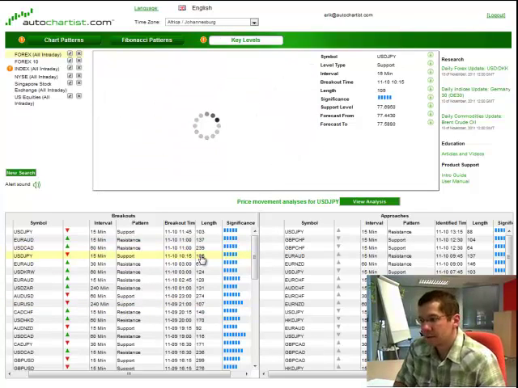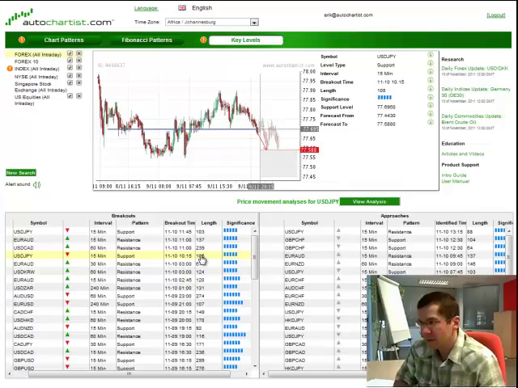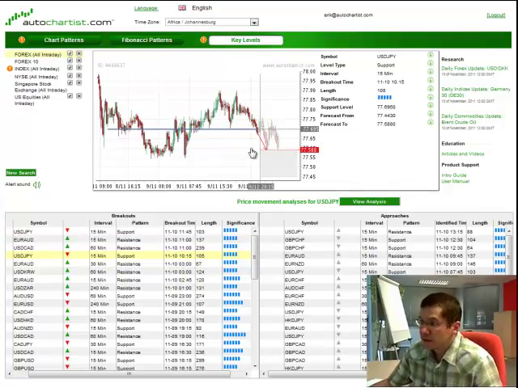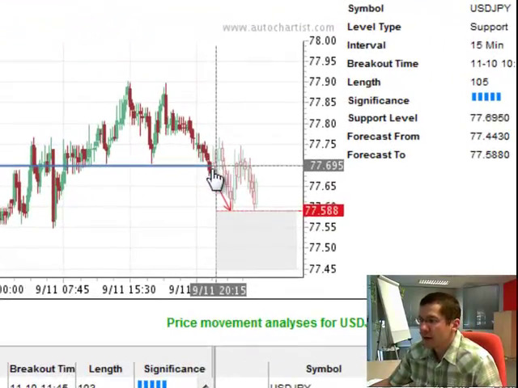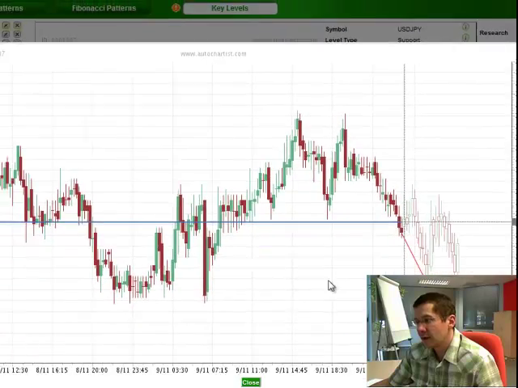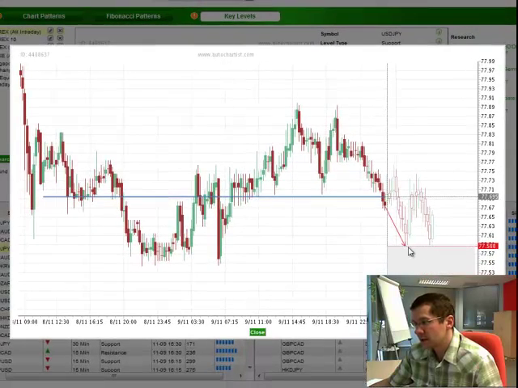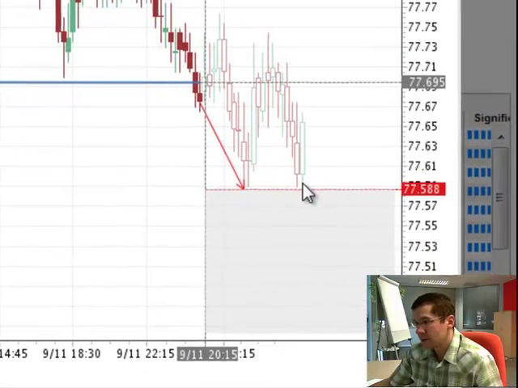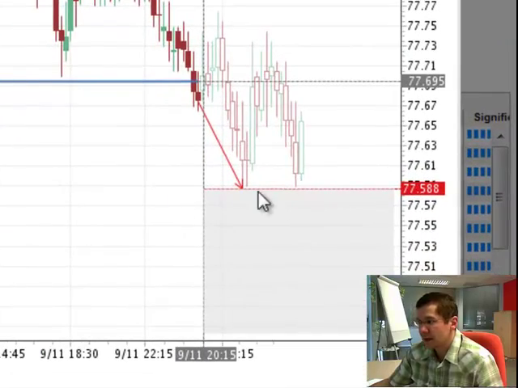Let's look at the next pattern, USD JPY. This is quite interesting. The breakout happened, but then there was a slight retracement, a pullback, and then it continued again and broke through and literally just touched the forecast level and has bounced off that again. It almost looks like there's a new type of support level forming here.